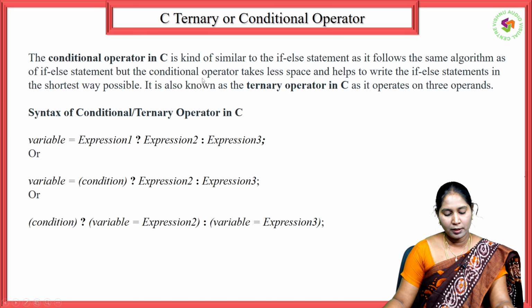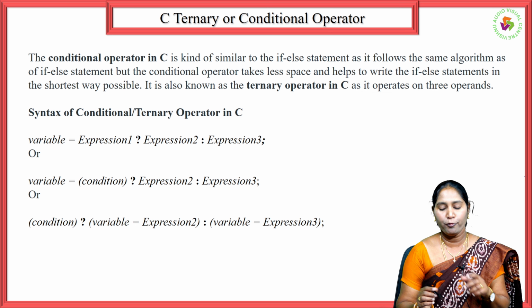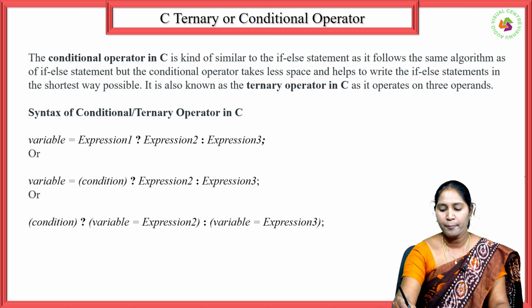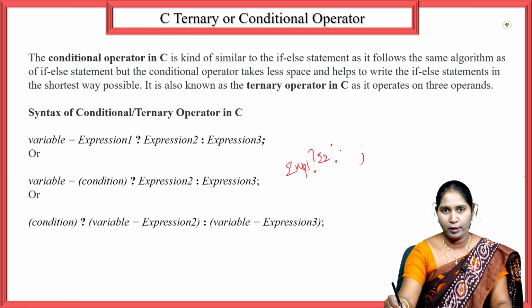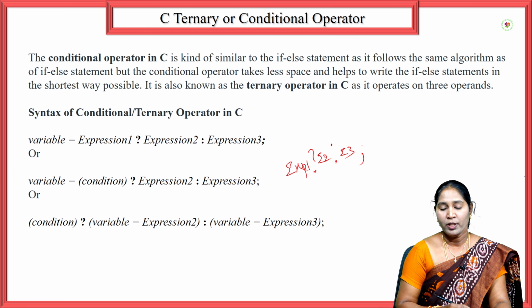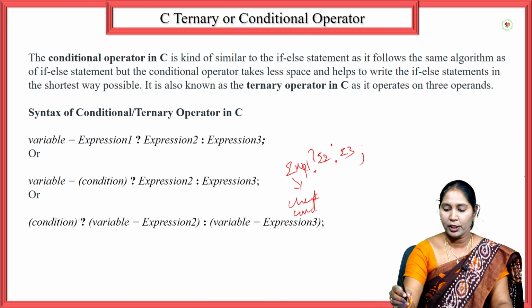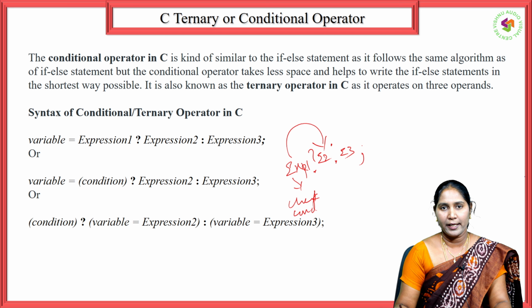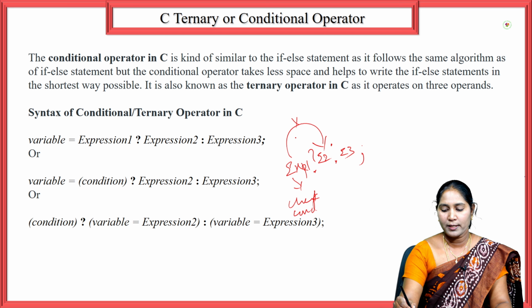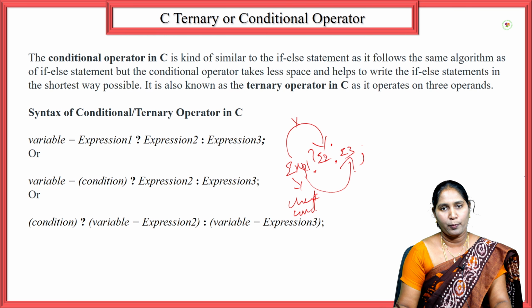So in these ternary operators, we make use of three different symbols: question mark, colon and semicolon. Before the question mark, I'll be making use of expression 1. After the question mark, I'll be using expression 2. After the colon, I'll be using expression 3. Expression 1 is used for checking the condition. If the condition is satisfied, then it evaluates expression 2. If the condition is not satisfied, then it evaluates expression 3.